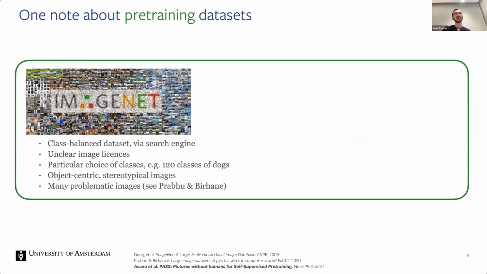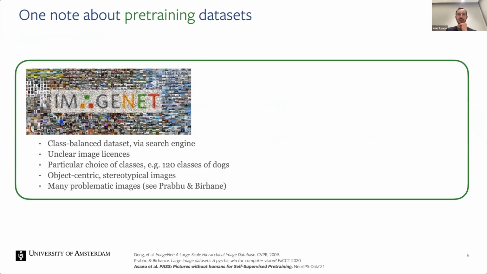Before I go into the research, I want to give one note about the pre-training data sets, also related to this bias. Most people at the moment use ImageNet for pre-training self-supervised models, which, if you think about it, doesn't really make all that much sense, because ImageNet is class balanced. It has classes, and notably 120 classes of dogs. It's object-centric, so it's not really representative of the world we have.